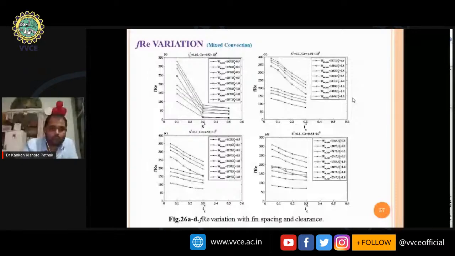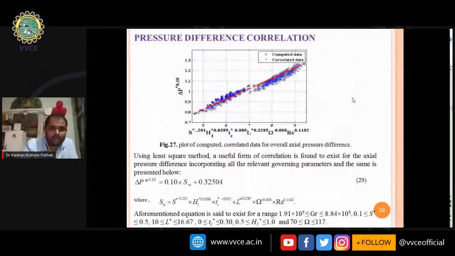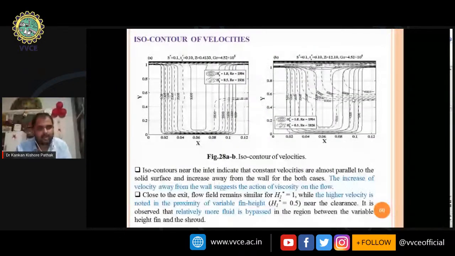Now this is the pressure difference correlation. Similarly, we have correlated data for the pressure, and these are iso contours of velocities. The iso contours of velocities near the inlet indicate that constant velocities are almost parallel to the solid surface and increase away from the wall. For variable height also, you can see this is the exit and this is the inlet. At the exit also, the velocity is noted to be high in the proximity of the variable fin height, because relatively more fluid is bypassed through here because of the variable height design.